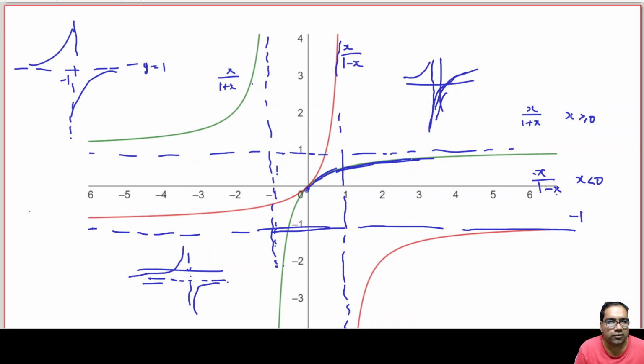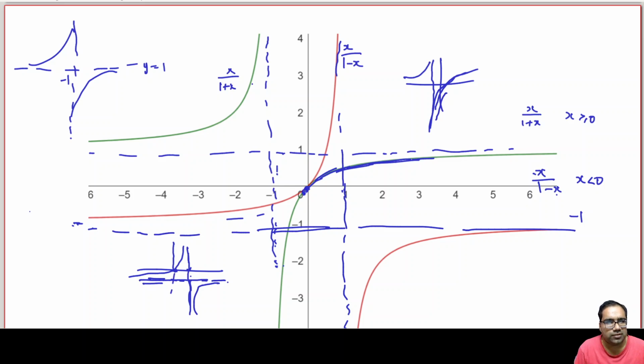Okay, so the graph goes through 0. The graph has to go through 0 also. Where is the 0? When x equal to 0, this is the 0. The graph has to go through 0 and there is a horizontal asymptote. It should approach y equal to minus 1 and it should approach x equal to 1. So it should approach this line also, and it has to go through 0 also.